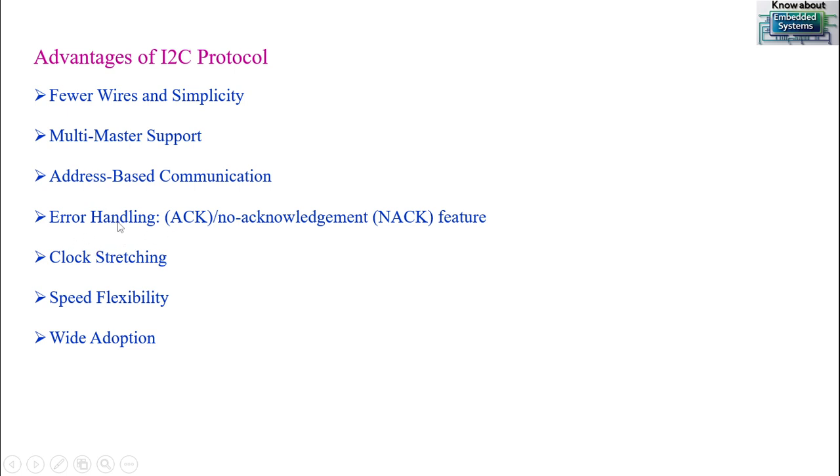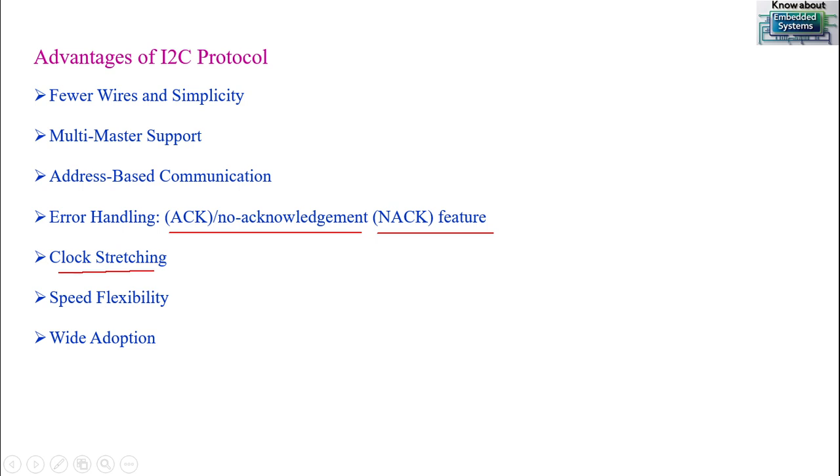Error handling mechanism. There is no specific error handling mechanism in I2C, but there is something called as acknowledgement and no acknowledgement. That means if the successful transmission happened, then that is called as an acknowledgement, and when there is no successful transmission happen, then that is called as no acknowledgement. So in I2C we'll have 2 types, acknowledgement and no acknowledgement. So with the help of this we can say that whether data transmitted properly or not.